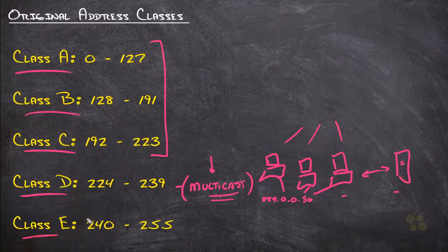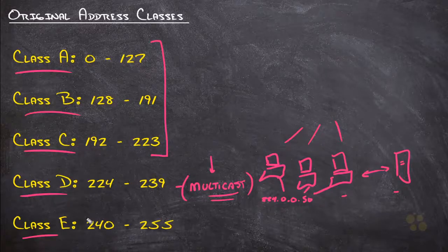And Class E was designated and set aside for experimental use. What that is, only NASA knows. But I'm sure it has something to do with embedding IP addresses in mice and things like that. Regardless, these are the addresses that we use in our networks of today.